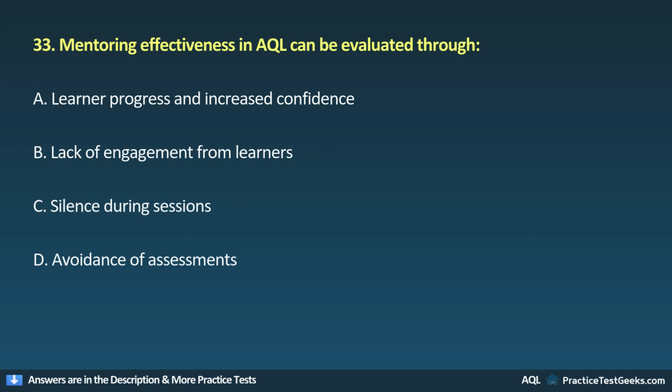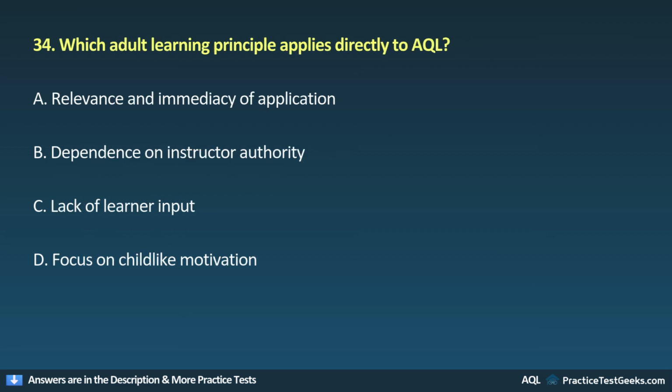33. Mentoring effectiveness in AQL can be evaluated through: A. Learner progress and increased confidence. B. Lack of engagement from learners. C. Silence during sessions. D. Avoidance of assessments.